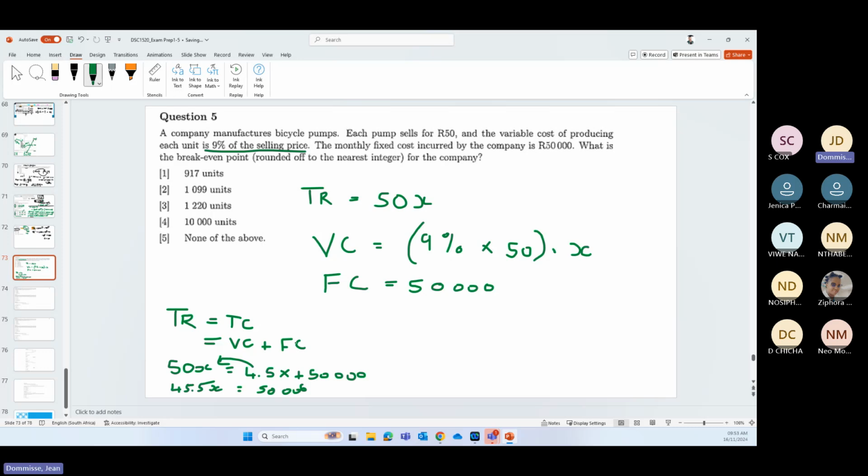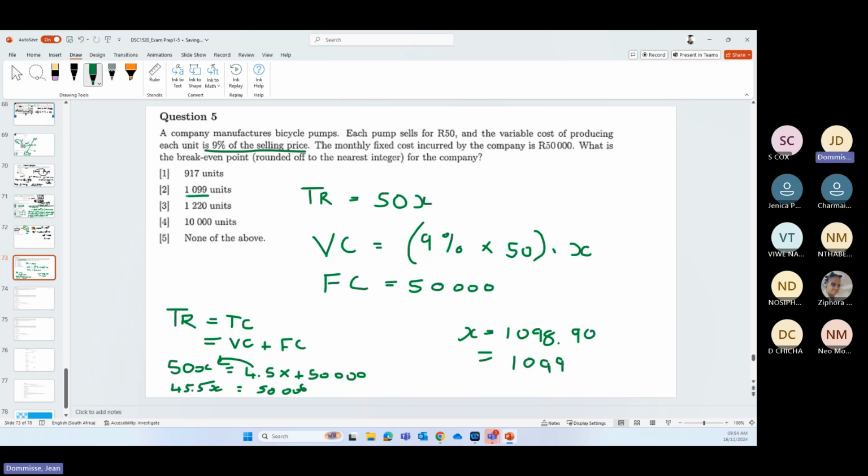So 50,000 divided by 45.5 is, now I'm going to round it. First, not round it off. I want to see what they said. So round it off to the nearest integer, 1099.